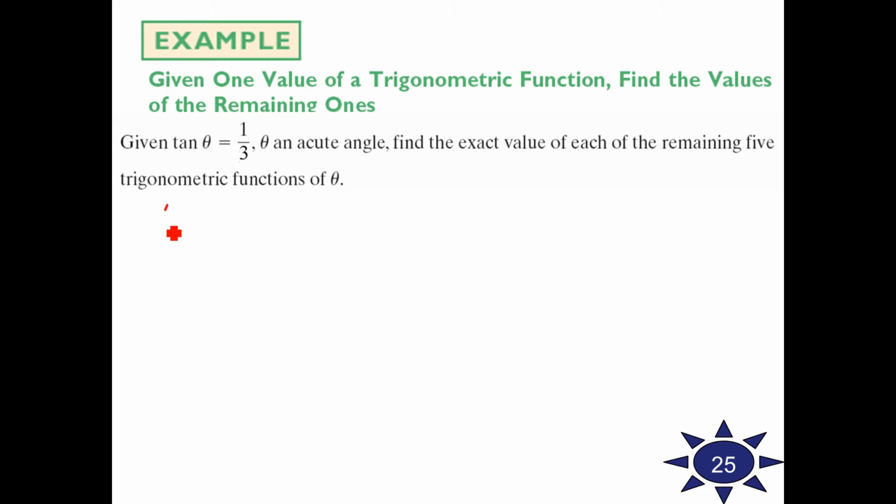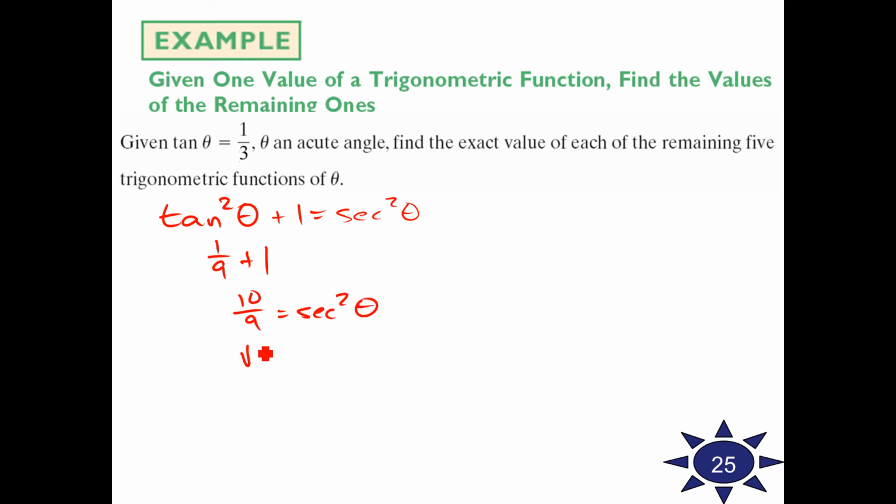All right, so the identity we have that has tangent, we're going to want to use tangent squared plus 1 equals, if you go back to your trig identities, tangent squared theta plus 1 equals secant squared theta. So 1/3 squared is going to be 1/9 plus 1. So that's 10/9. That equals secant squared. Square root, we get root 10 over 3 equals secant.